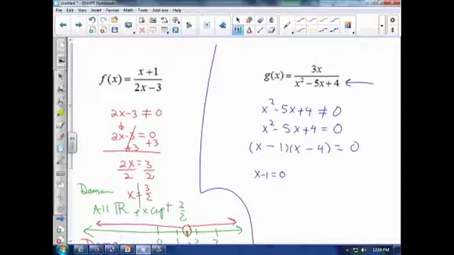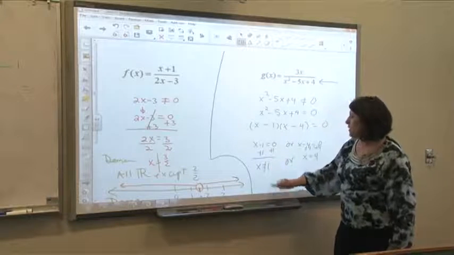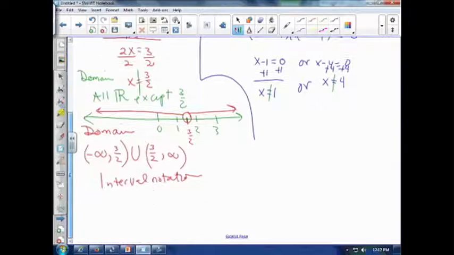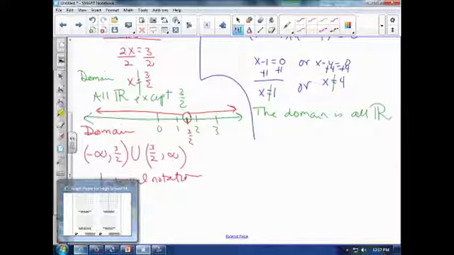x minus 1 is equal to 0, or x minus 4 is equal to 0. And when you solve this one by adding 1 to both sides, x equals 1. And if you add 4 to both sides here, you get x equals 4. But notice that 1 and 4 make the bottom 0, so we can't have 1, we can't have 4. And so that means the domain is all real numbers except 1 or 4.